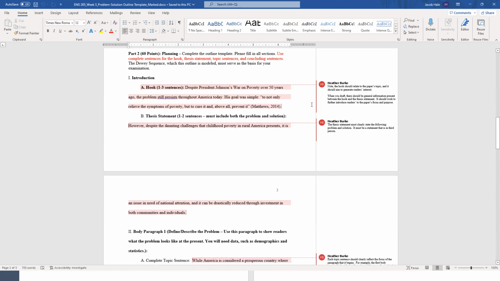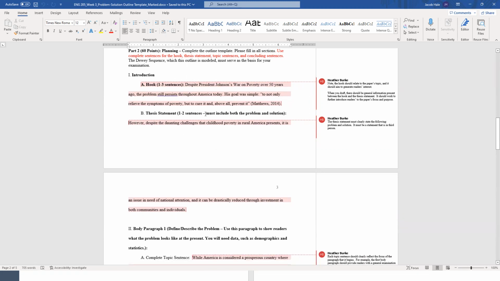That should be 1 to 3 sentences. Then you're going to write your thesis statement. You don't need to fill in the rest of the intro. You're not writing your whole intro now. You are just writing out parts of it. So next you should have your thesis statement.